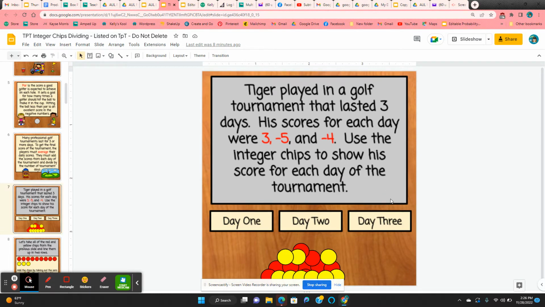Students are going to use the integer chips, and they move them around, so they just click and hold, and they're going to show the score for each day. The first day he got 3, so it'd be positive 3. You just click and hold and put 3 chips under day 1. Day 2, negative 5, so they're going to have 5 red chips under day 2. And then day 3, negative 4, they're going to have 4 red chips.